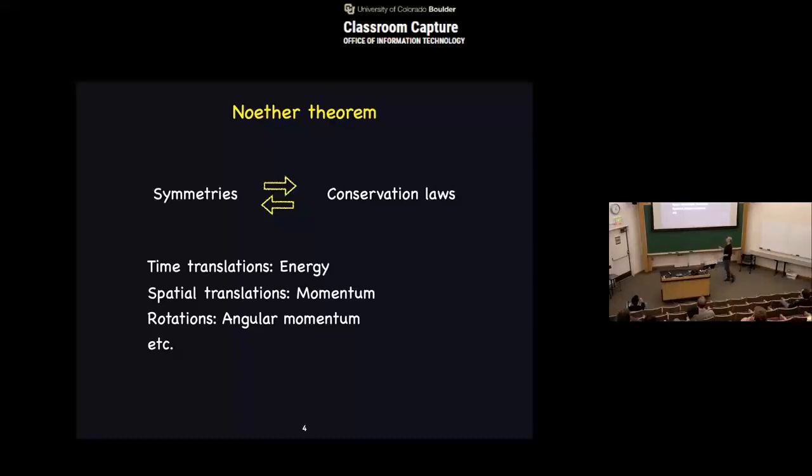We all know that associated with time translational symmetry, we have energy conservation. Associated with spatial translational symmetry, we have momentum conservation. Associated with rotations, we have angular momentum conservation, and so on. Every new continuous symmetry you can come up with, there is a non-trivial conservation law.